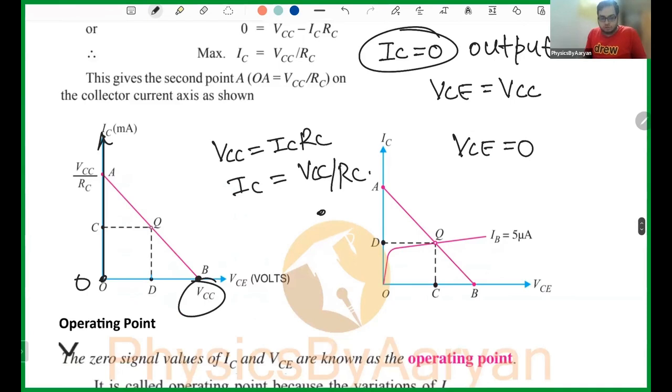VCC by RC. So when my VCE is 0, at what point is my load line touching? My load line is touching at VCC by RC. That is the 2 points. One is the intercept on the y-axis, one is the intercept on the x-axis. And you connect it. That is all about the load line.